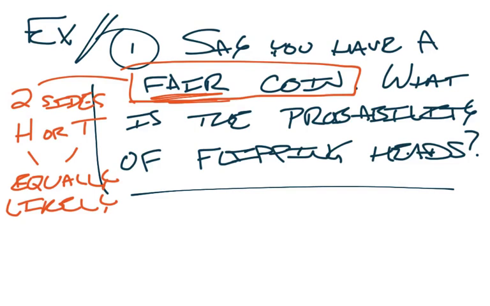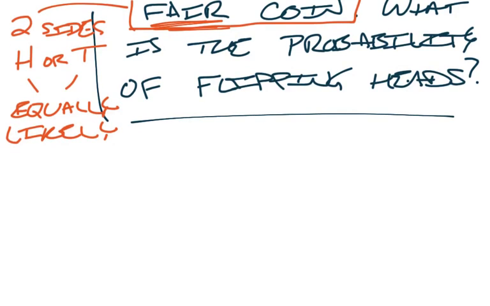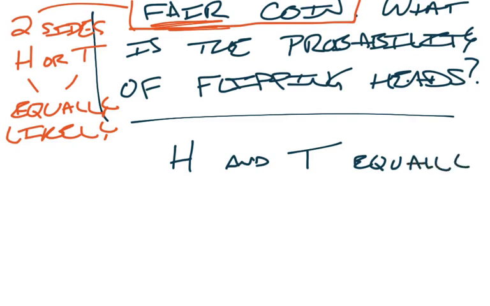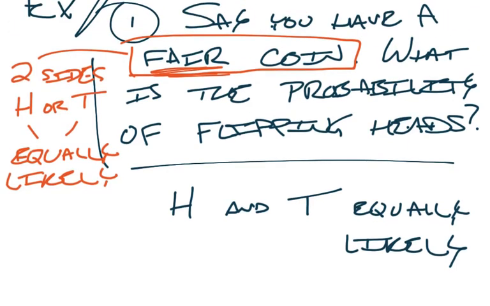So let's say we have a fair coin. This means that heads and tails are equally likely. If they're both equally likely, H and T are equally likely, what that means is that there are only two outcomes for this coin. That's another thing I'm assuming here. There are only two outcomes.